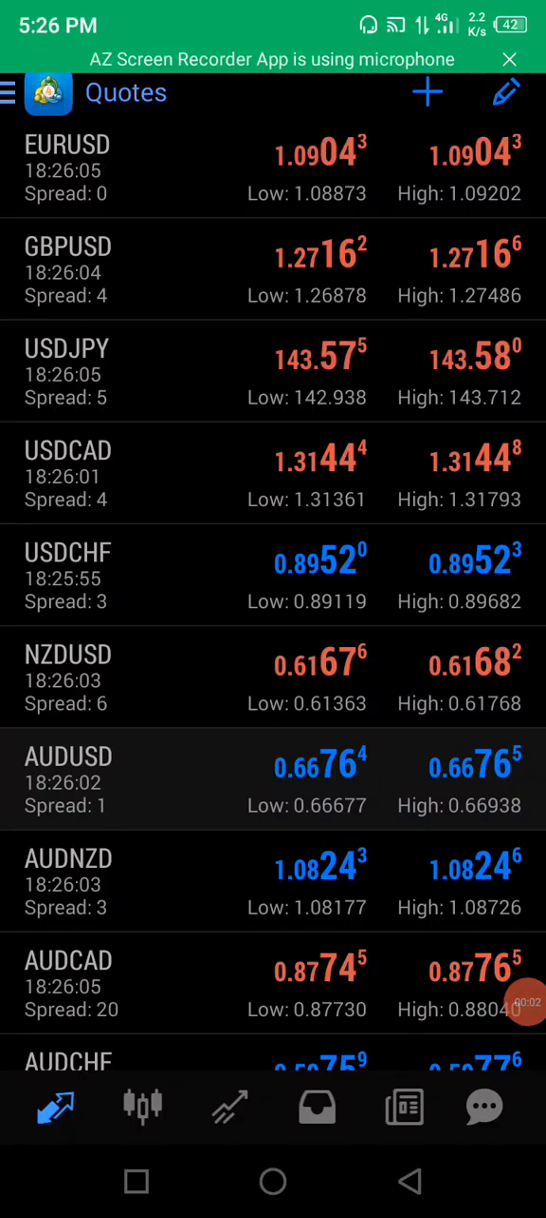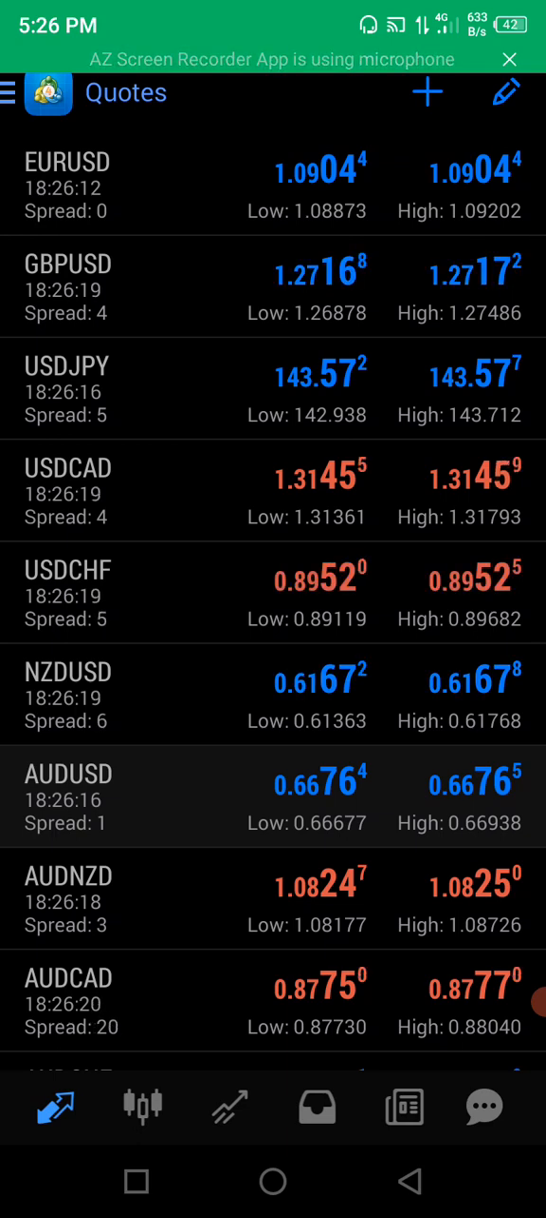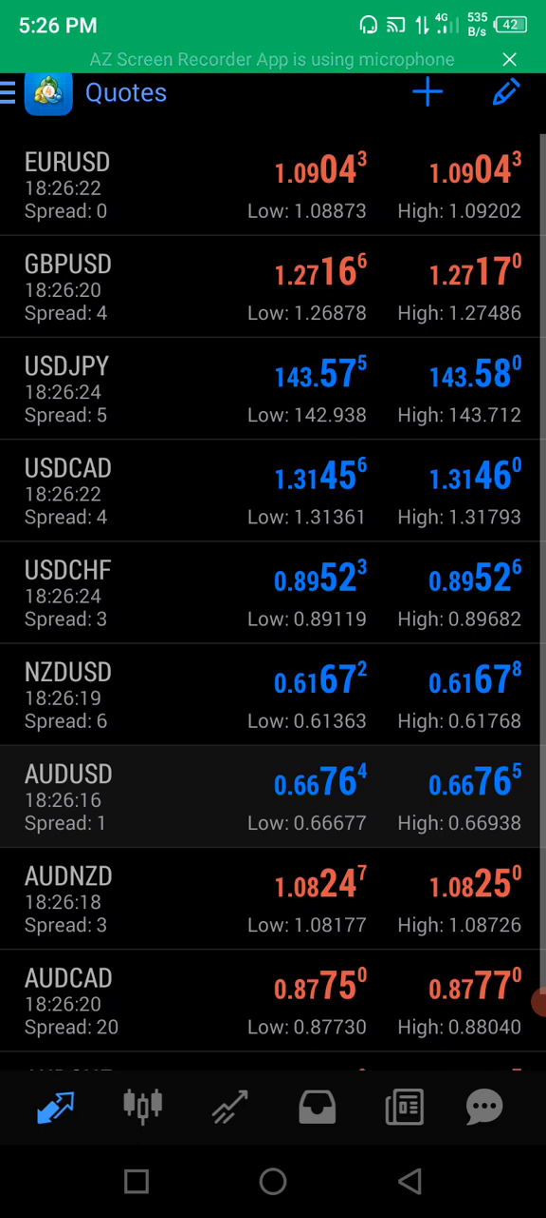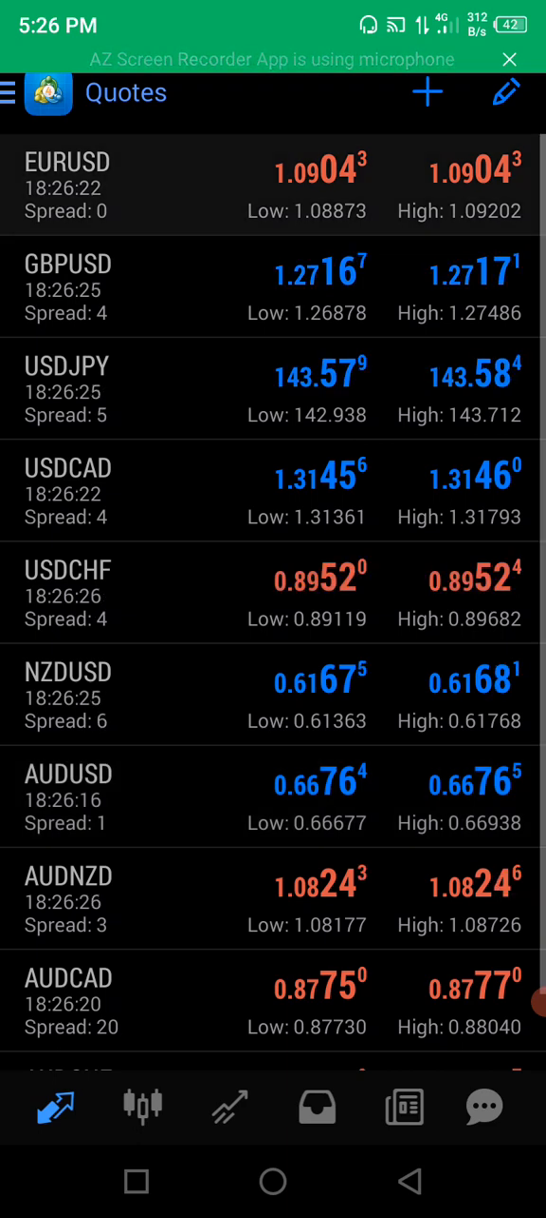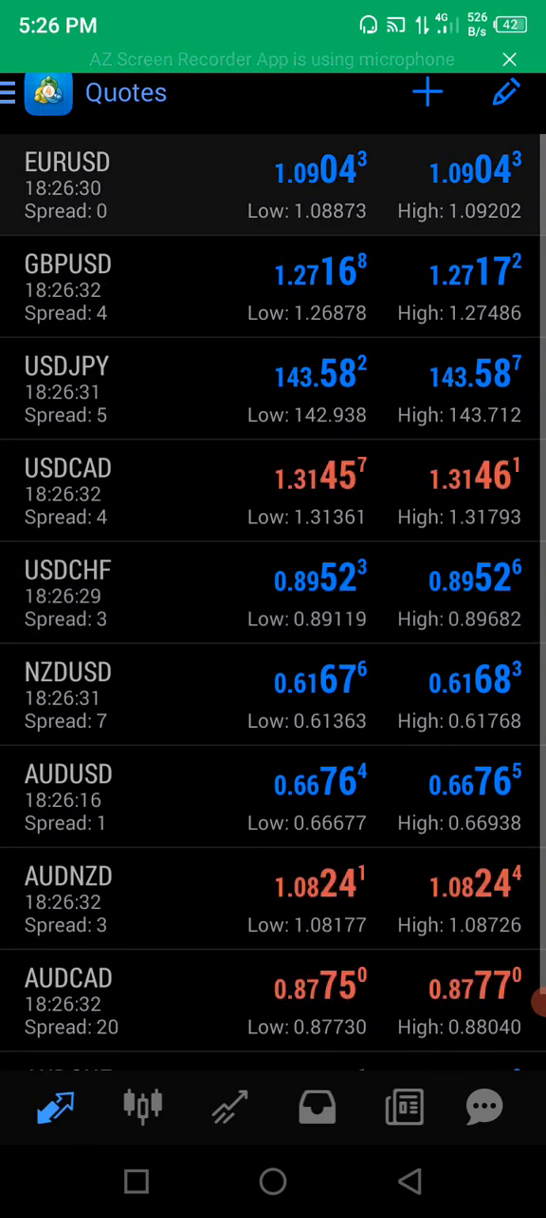In this video, I'm going to show how to actually enter orders using the MetaTrader 4 or MT4. So this is the MT4 interface. If you want to enter an order, just hold the pair. These are the different pairs, the different currency pairs or assets that you want to trade.